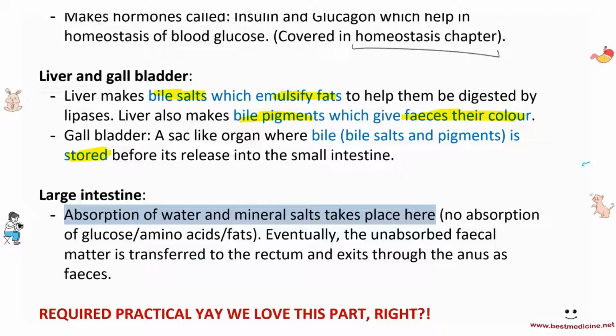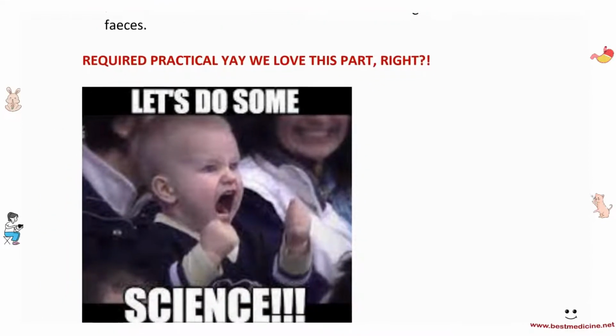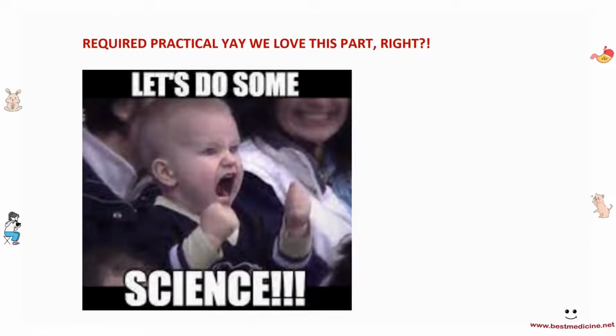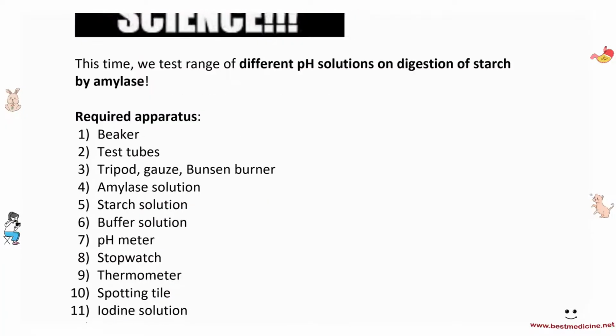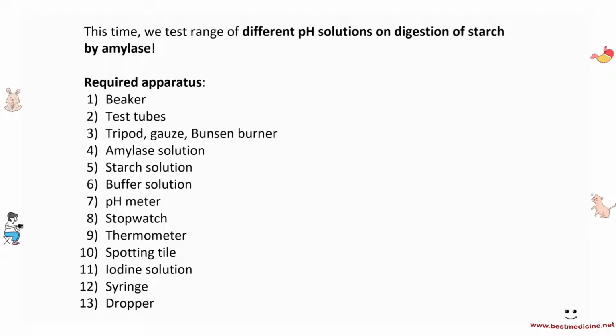And to conclude this particular session, we have a required practical. We love this part, right? Let's do some science. So we have an experiment. This time we test a range of different pH solutions on digestion of starch by amylase. Remember enzymes, right? Enzymes work differently at different pHs. So how does the starch get digested by amylase at different pHs? That's what we're going to test.